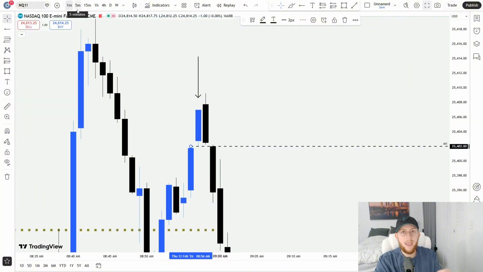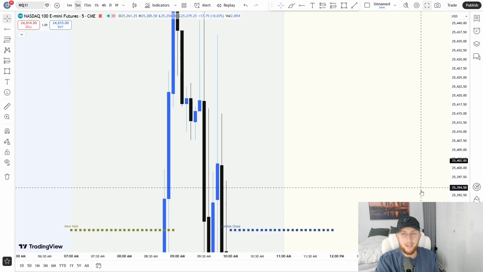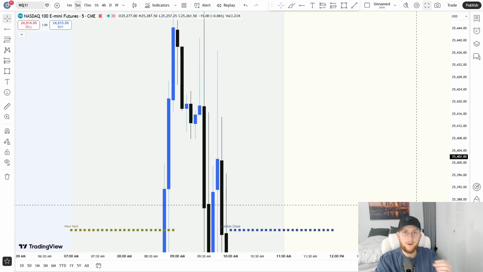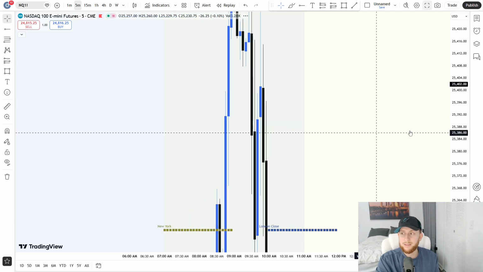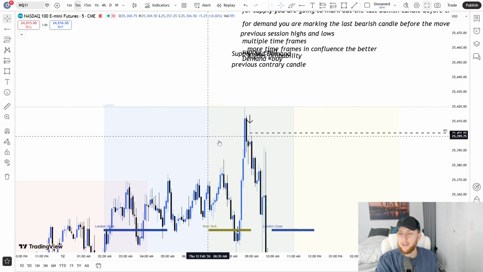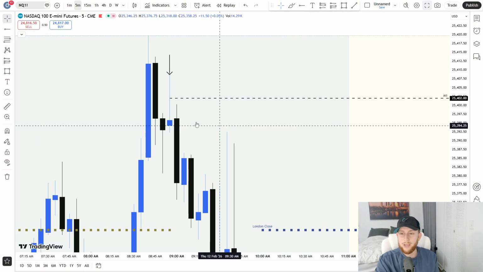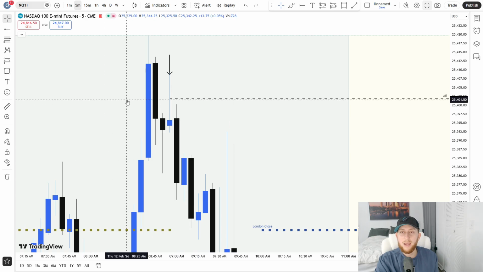Now I'm going to go to the M5 time frame, because remember, multiple time frames in confluence is key with this strategy. The more time frames in confluence, the better the setup, the higher the probability. So we're going to go ahead and find that level I just marked out. And now we're still looking for that previous contrary candle. Now it might not be the same on the M1, M5, M15. The candles might switch, right?